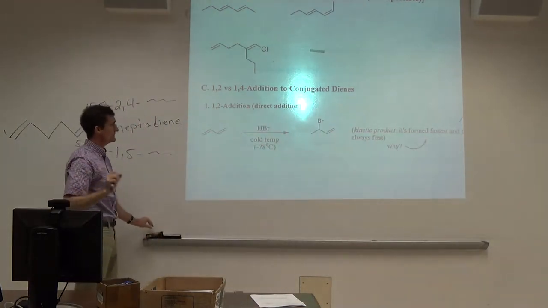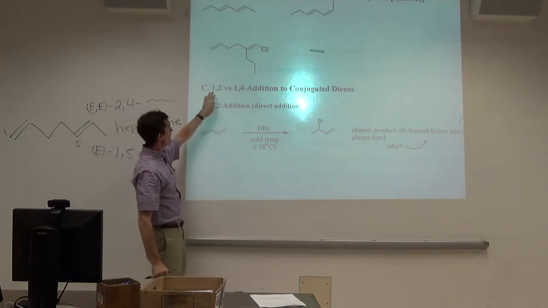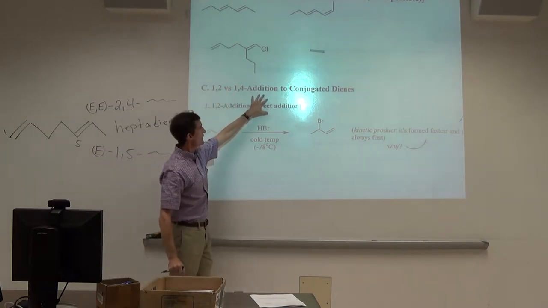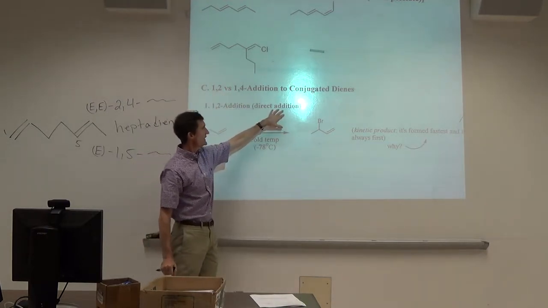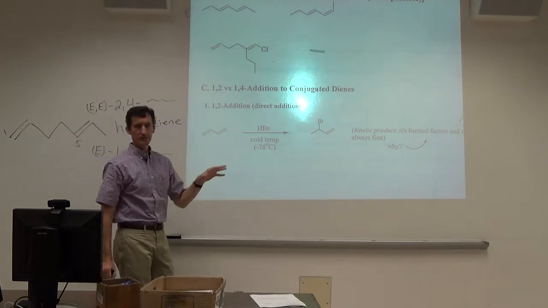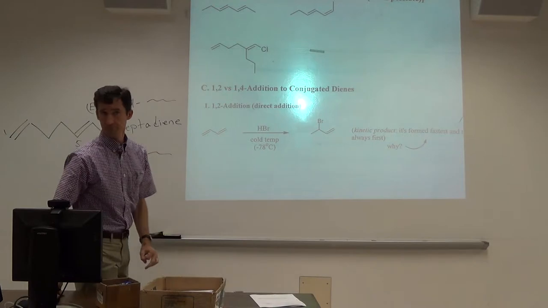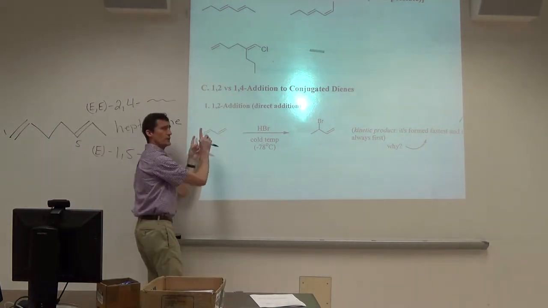What we're going to see is some different possible outcomes. We're going to have some terminology: 1,2 versus 1,4 addition. 1,2 addition is also called direct addition. We'll do an example here. Direct addition is just like we've been doing for the past month. Really not much difference other than which alkene we're going to start with.